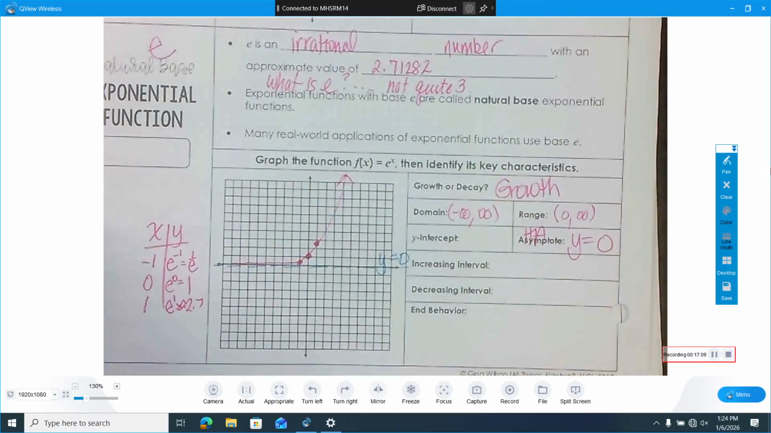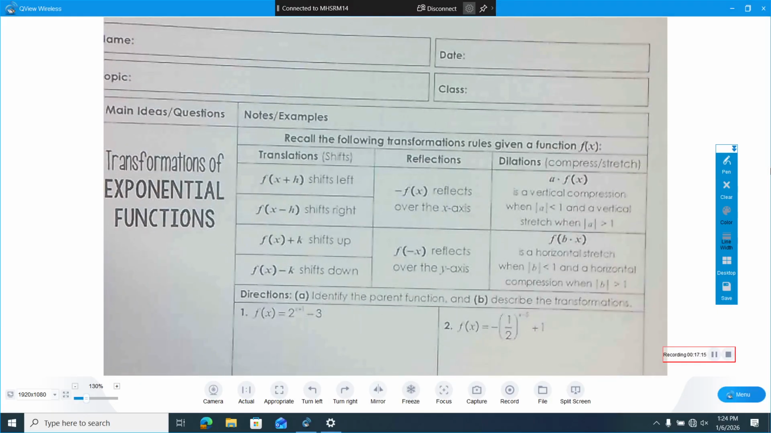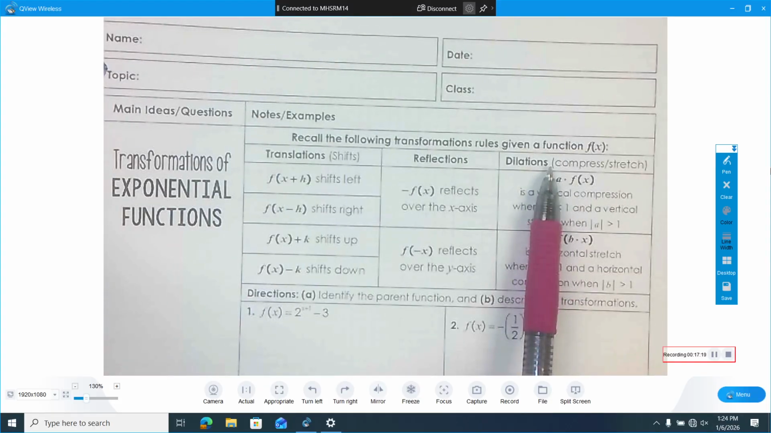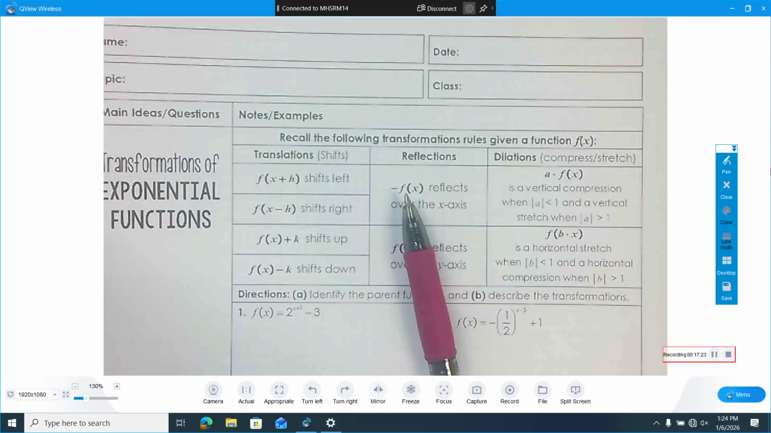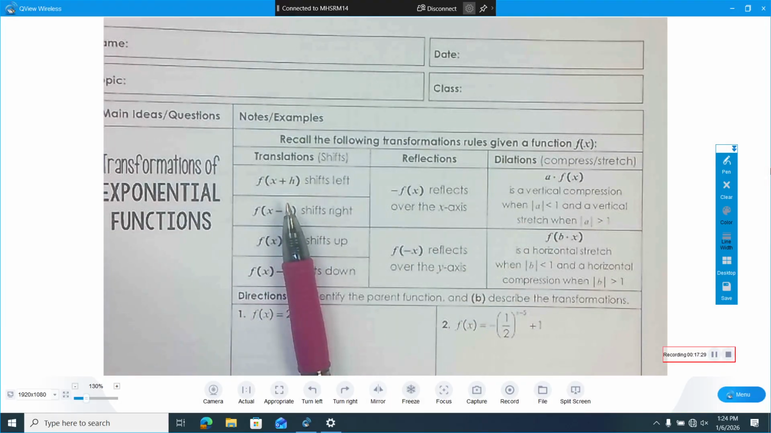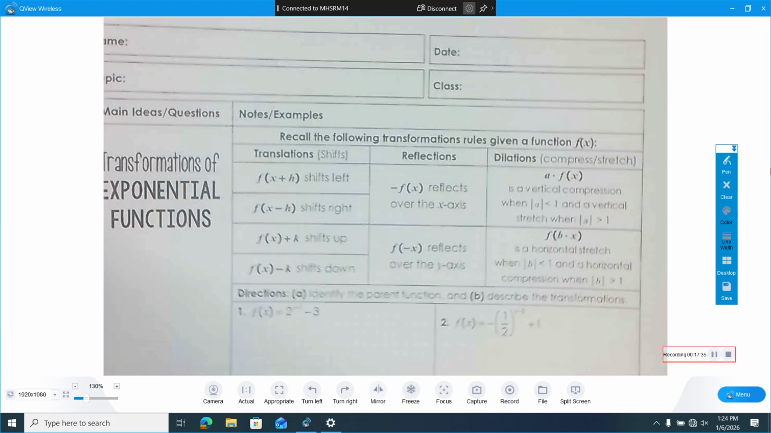Are you good so far? All right, turn the page. As a reminder, we can shift. If you've got a negative in front, what's that going to do to our Superman curve? Yeah, it flips it vertically. You have pluses and minuses, which shift it left, right, up, or down. So we're going to practice graphing some with transformations.